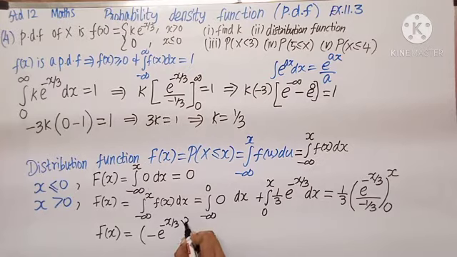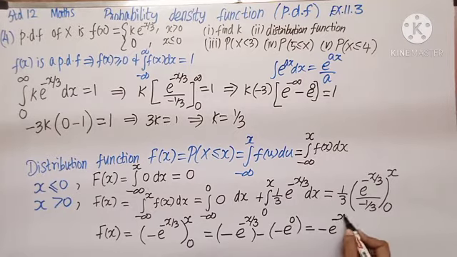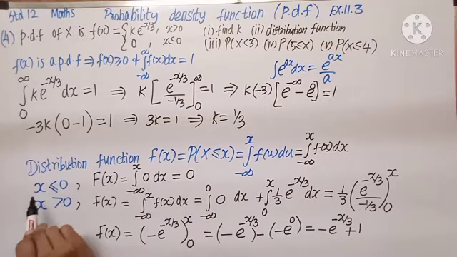The limits are from 0 to x. Put the upper limit x: minus e power minus x by 3. Lower limit, with the minus symbol: minus e power 0. Upper limit minus lower limit: minus e power minus x by 3, minus into minus is plus, e power 0 is 1. So we have got capital F of x is 0 when x is below 0, and 1 minus e power minus x by 3 when x is greater than 0. Let us tabulate.